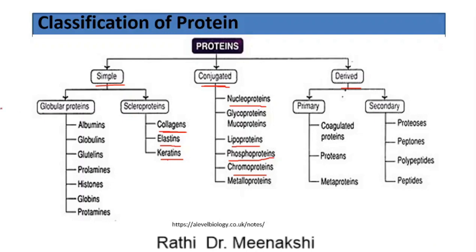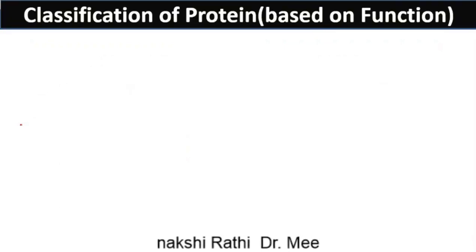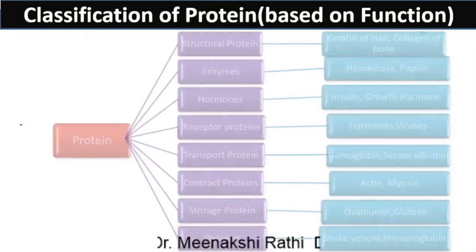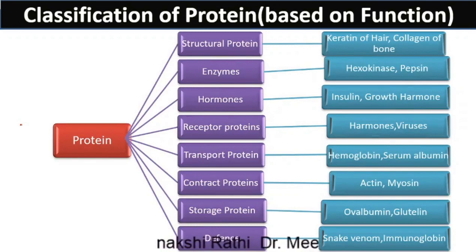So, this is the classification based on the chemical nature, solubility and structure of protein, while the next classification of protein is based on the function of the proteins, based on the function they perform. Proteins are classified into these types, especially these 8 types. First, based on function, first is structural protein.